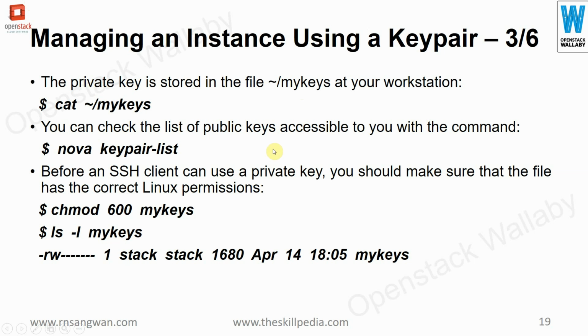You can check the list of public keys accessible to you with the command nova keypair-list or openstack keypair list. You have seen that command, I just demonstrated that. But before an SSH client can use a private key, you should make sure that the file has the correct Linux permissions, that is 600, and it's mandatory to have these permissions.